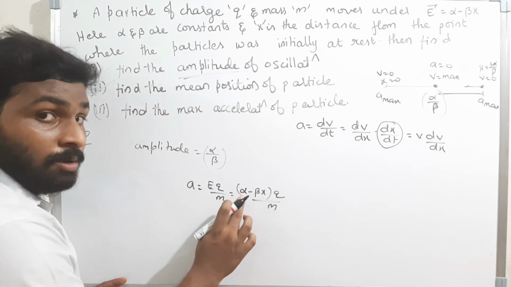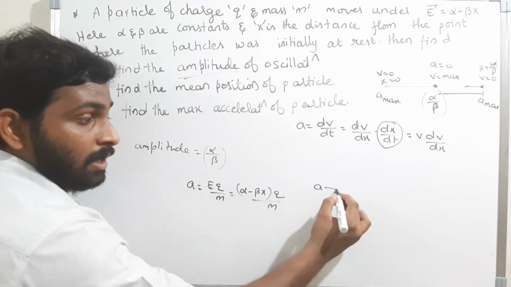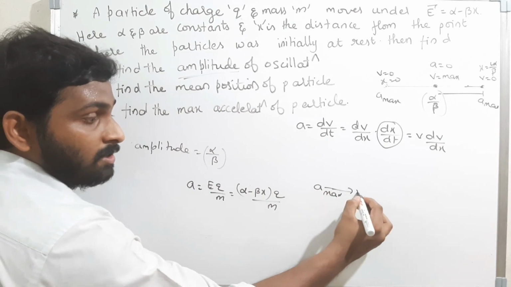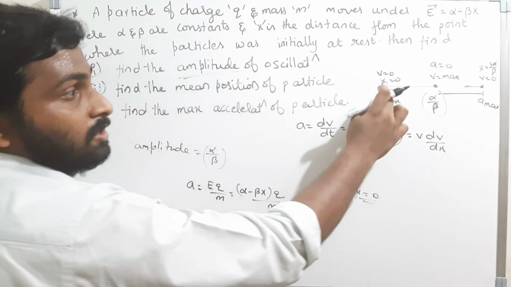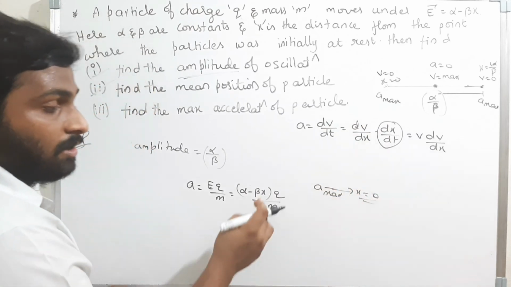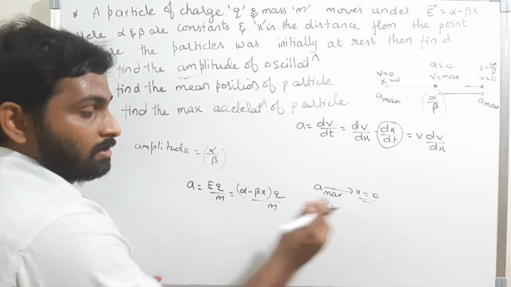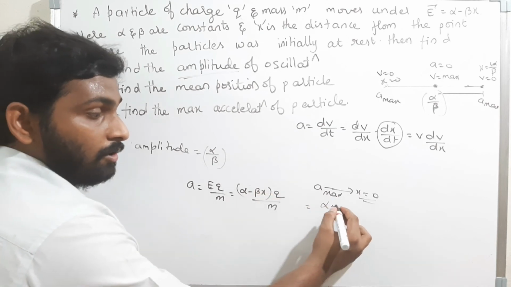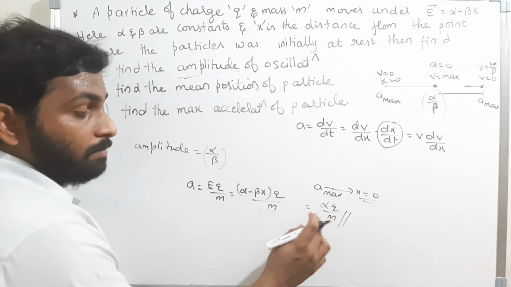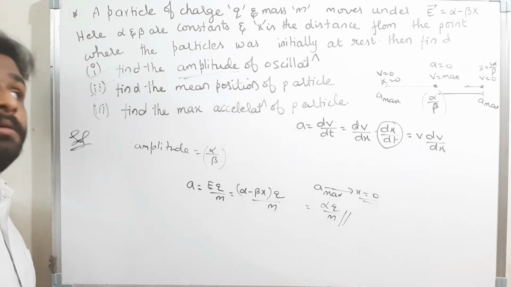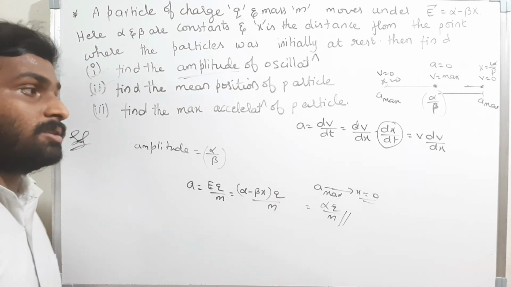When this will be maximum? A is maximum at x is equal to 0. If I keep x is equal to 0, then I will get the maximum acceleration. If I keep x is equal to 0, what is acceleration? Alpha minus beta x will become 0. Therefore, alpha q by m. This is the maximum acceleration of the body. I think this is clear.